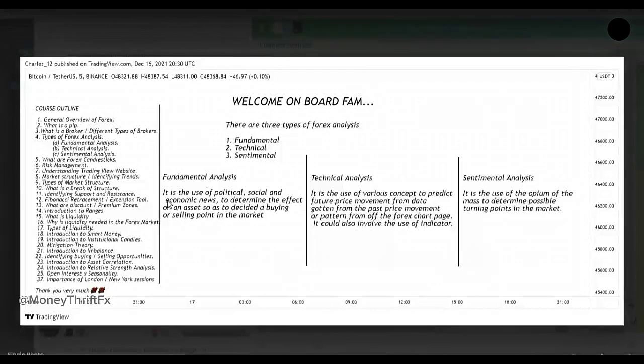And this was the definition: it is the use of political, social, and economic needs to determine the effect of an asset, so as to decide a buying or selling point in the market. This was the definition I was looking for. So this was my definition of the three kinds of forex analysis.